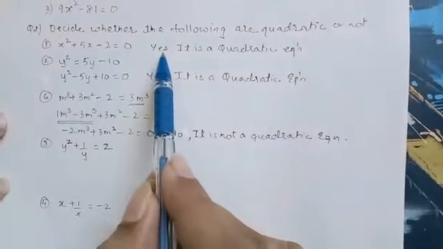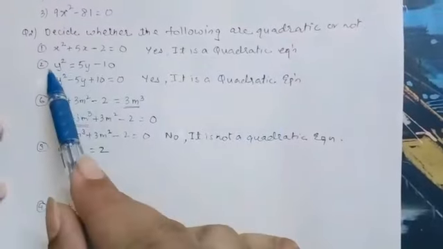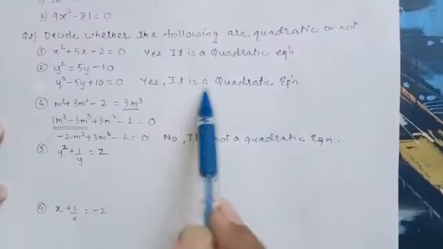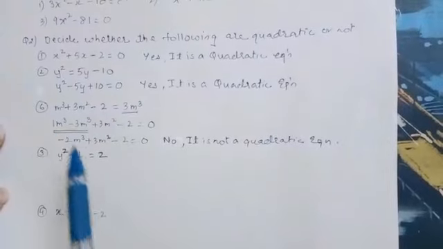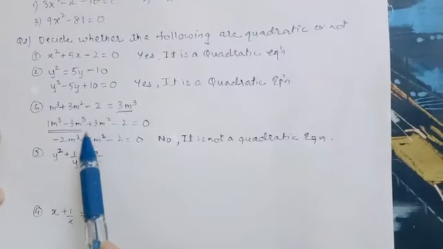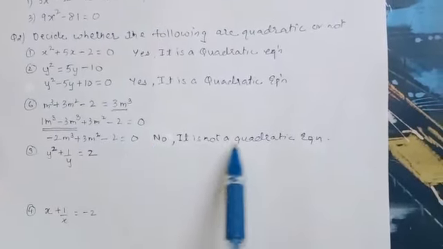So the first one is yes, it is a quadratic equation. Second one, after rearranging, again yes, it is a quadratic equation. Example number 6, after rearranging and solving, no, it is not a quadratic equation.